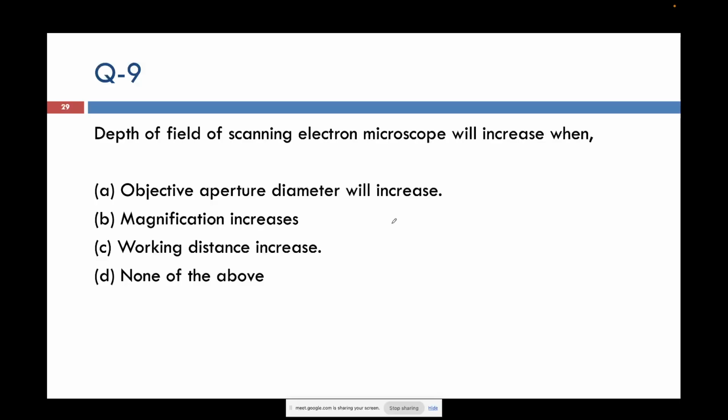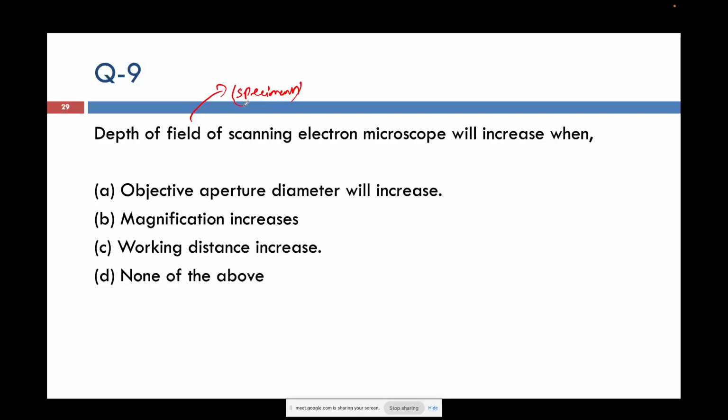Yes, the depth of field of a scanning electron microscope will increase when... Depth of field is associated with the specimen material. Depth of focus is associated with the image, right? So the depth of field of a scanning electron microscope will increase when the objective aperture diameter increases, magnification increases, working distance increases, or none of the above.